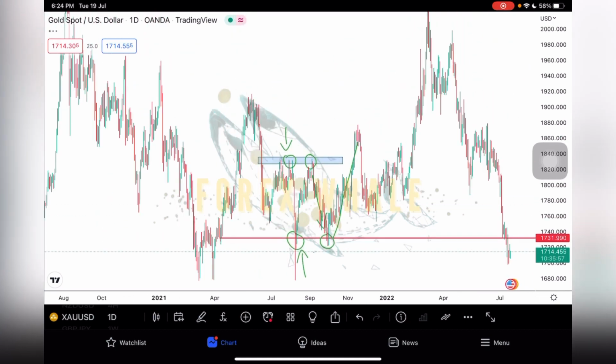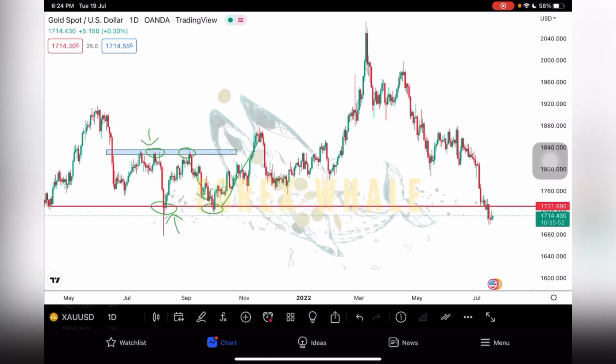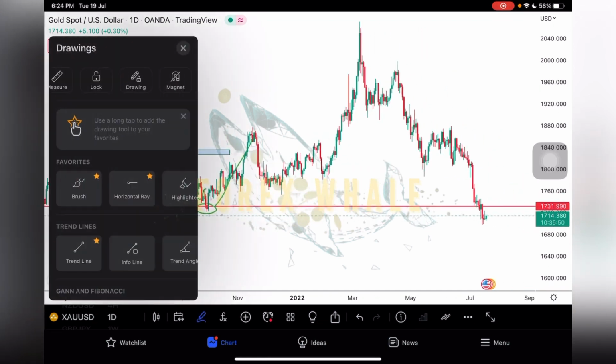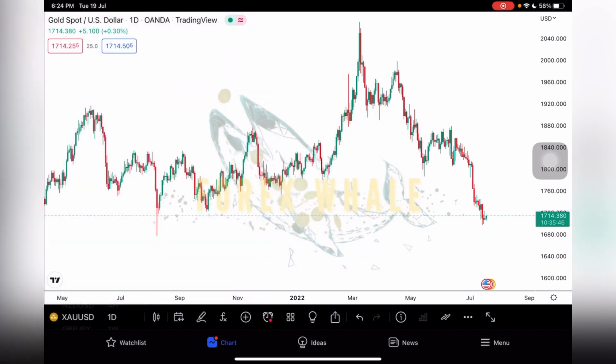Your job now is to actually train your eyes, sharpen your eyes to identify only major SNR. Remember, avoid minor SNR because that's what's going to confuse you.